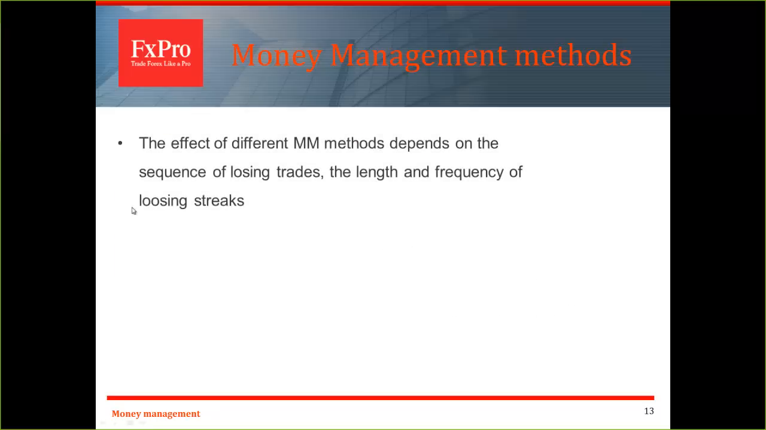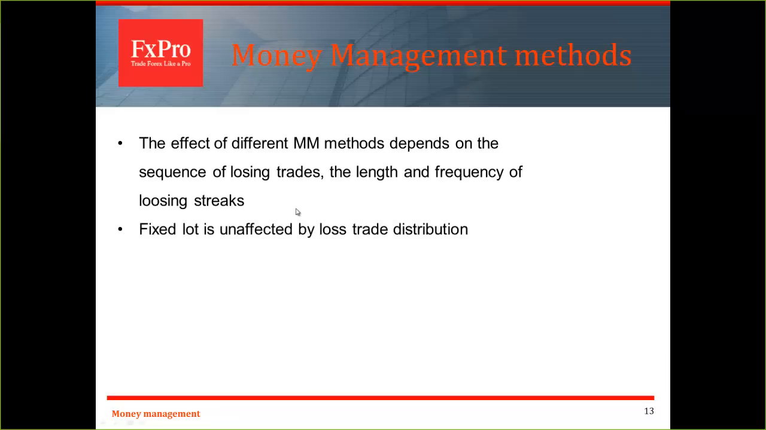So just to sum this all up, the effect of money management methods largely depends on the sequence of losing trades and the length and the frequency of losing streaks. It essentially depends on the distribution of your losing trades, whether they are randomly distributed or whether they come in a sequence, and how long that sequence is. As you can see through these 4 scenarios, different money management performs differently under different loss trade distributions.